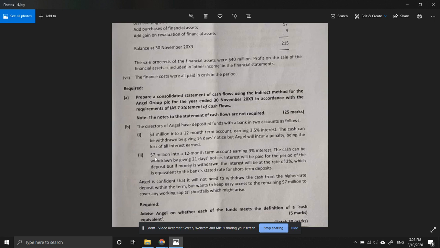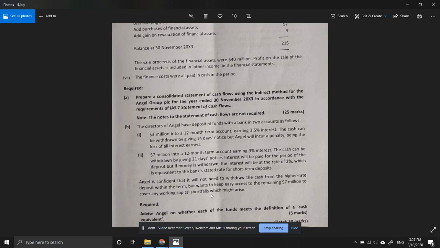So in the second case, it's 7 million into a 12-month term account earning 3%. The cash can be withdrawn by giving 21 days notice. Interest will be paid for the period of the deposit. If the money is withdrawn, the interest will be at the rate of 2%, which is equivalent to the bank's stated rate for short-term deposits. Okay, so in this particular case, it's pretty simple that they have an intention of keeping it for a short term, right? So that's what it basically indicates.